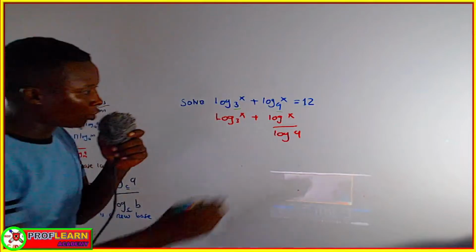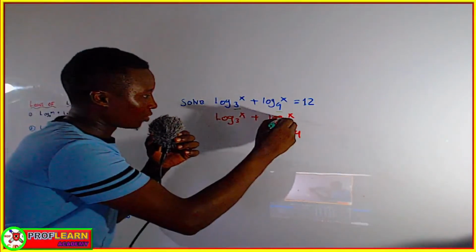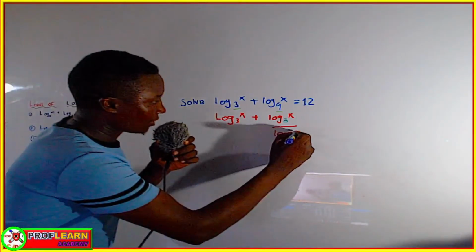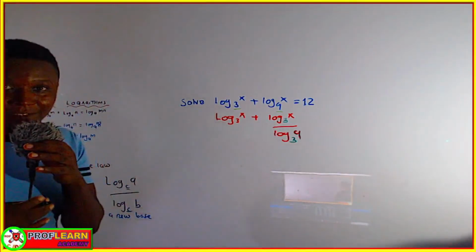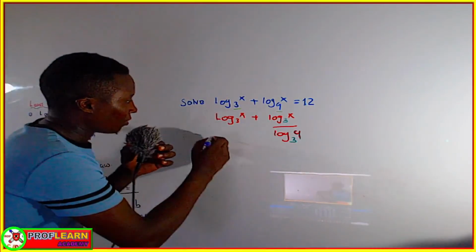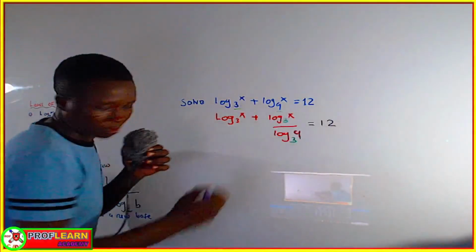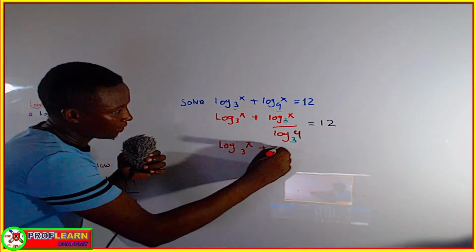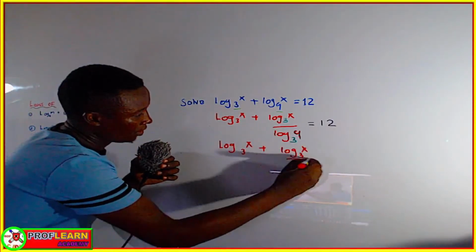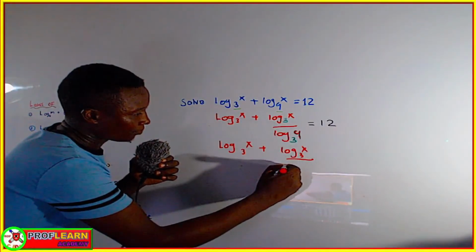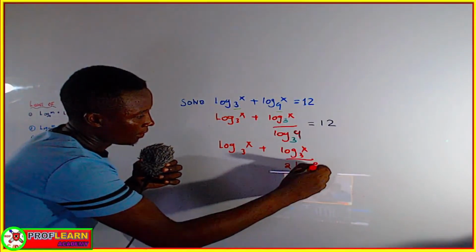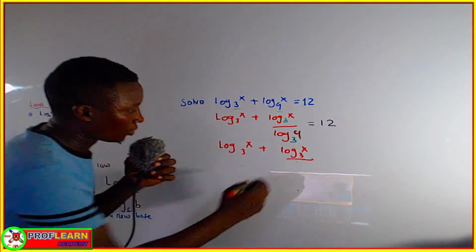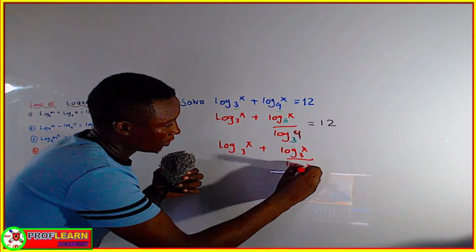Then we are now going to introduce the new base that we are interested in. This is going to be base 3 and this base 3. But this 9 that we have here can be written as 3 power 2. So where we have our number equal to 12, we're going to have log x base 3 plus log x base 3 over, this can be written as 2 log. Let me just not skip a step here, we can write this as log of 3 squared base 3.